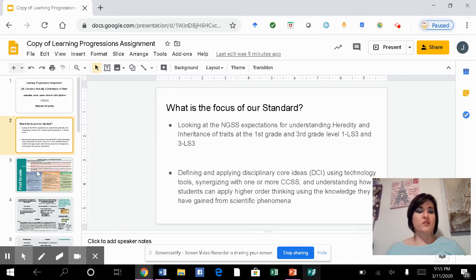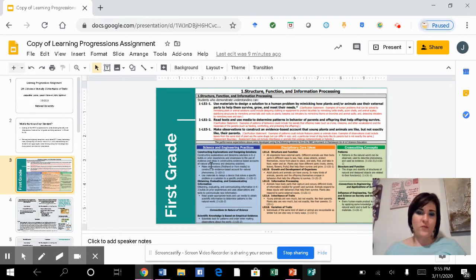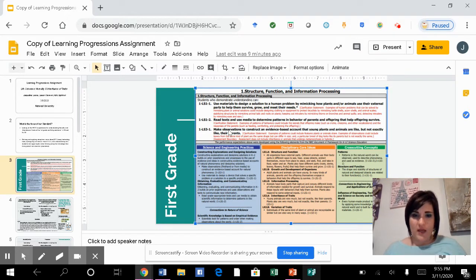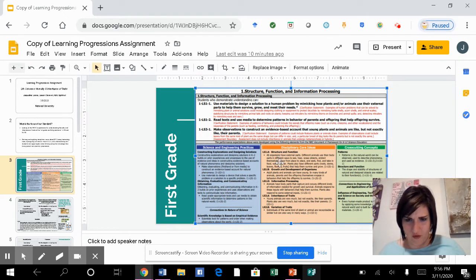So we are going to first look at first grade, and we're primarily going to focus on the 1-LS3 Standard 1. This standard is looking at making observations to construct an evidence-based account that young plants and animals are alike, but not exactly like their parents. So this standard is focusing on multiple core ideas, particularly with structure and function, growth and development of organisms, information processing, inheritance of traits, and variation of traits.